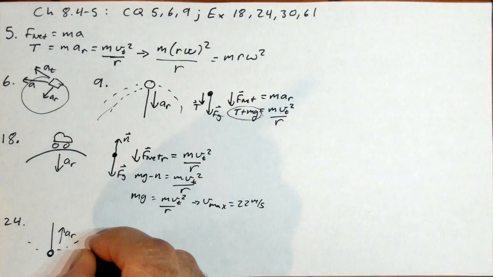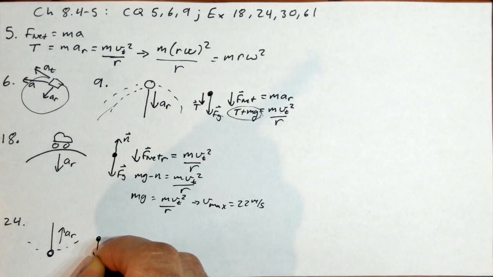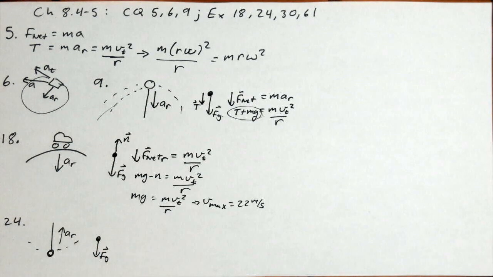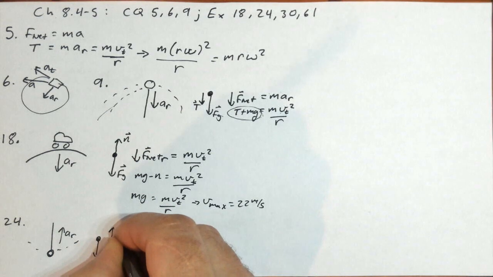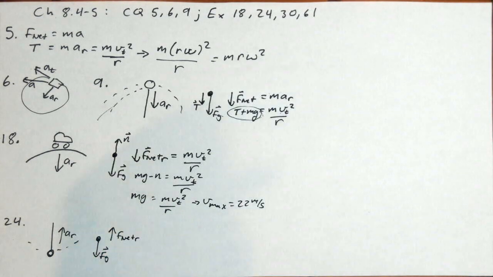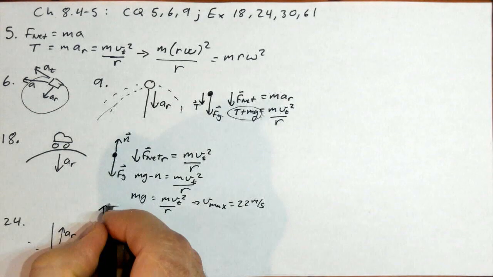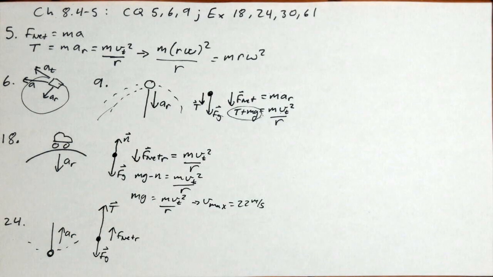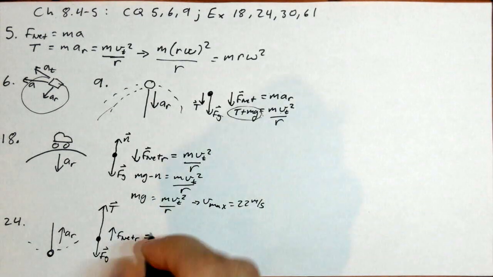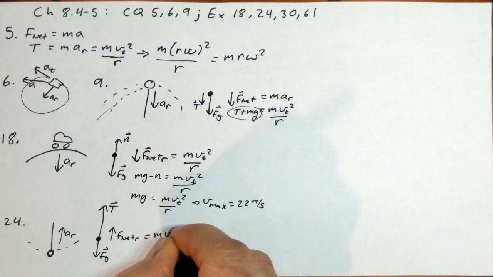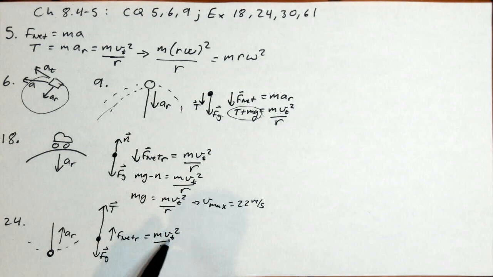If I look at that, I have a downward force of gravity, and I have an upward force of tension, and how long should it be? Well, I know with that upward acceleration, I should have an upward net force, which means my tension should be bigger than my force of gravity in order to achieve that. And then this equals what? Mass times the tangential speed squared over the radius. Again, that's a_r equal to vt squared over r.